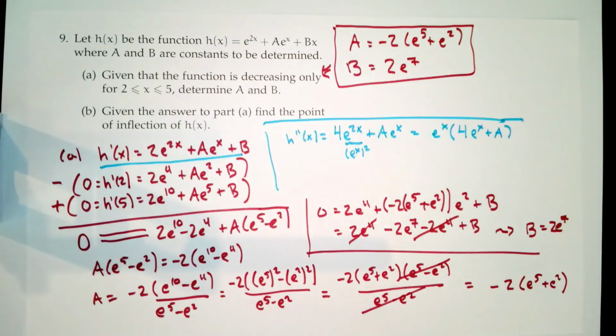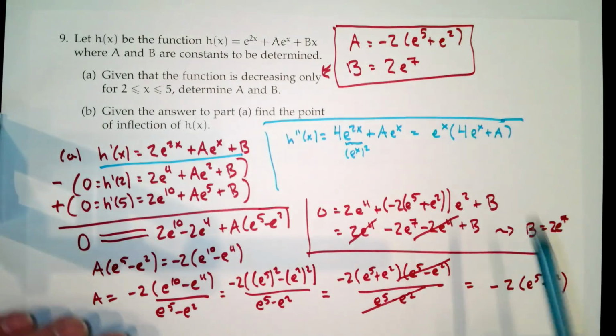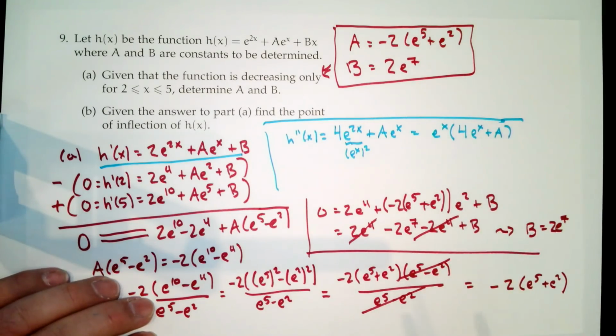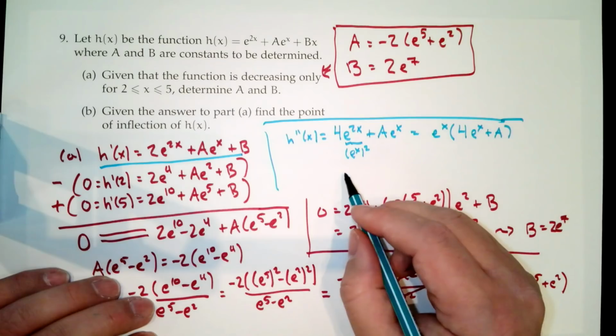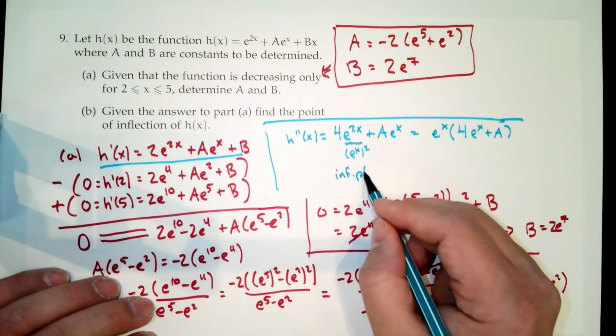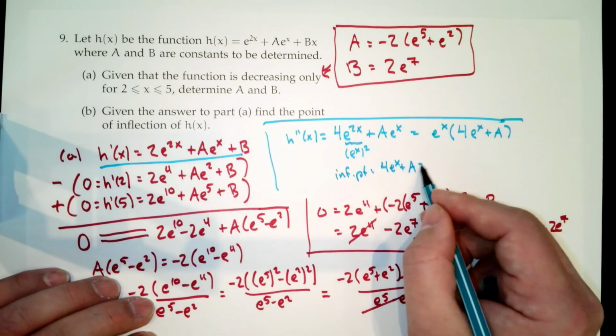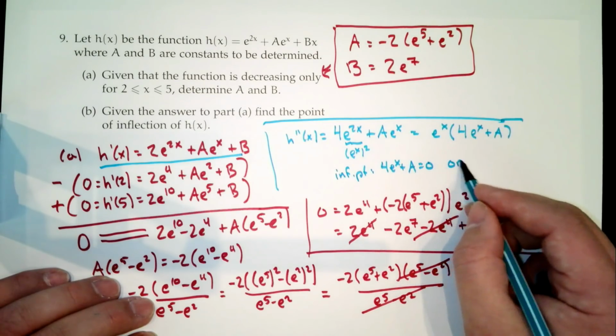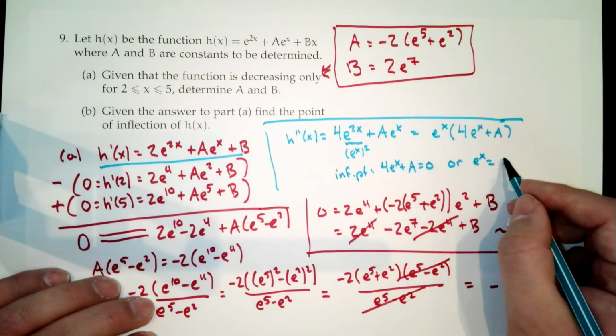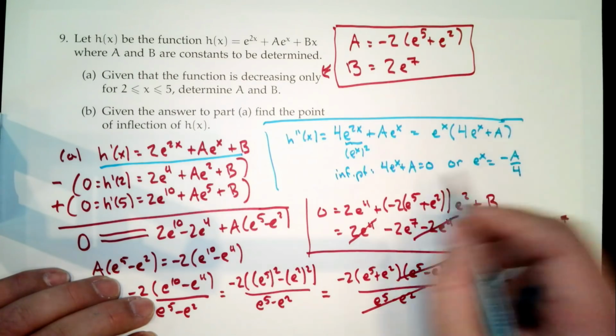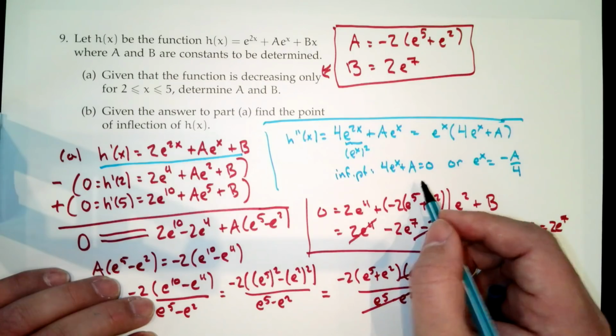So can e to the x ever be 0? No, e to the x can never be 0. I'm looking for an inflection point, and when I'm looking for an inflection point, what do I look for? Where the second derivative is 0, which means I need to look for when this is 0. So the inflection point is going to happen when 4e to the x plus a is 0, or e to the x is negative a over 4, because I can subtract a and divide by 4.